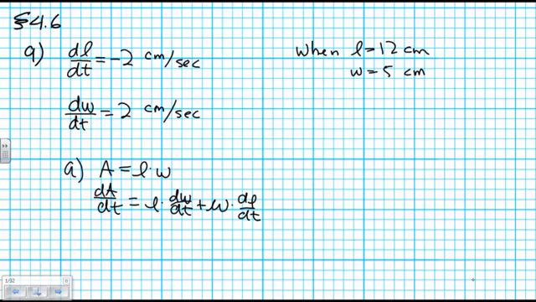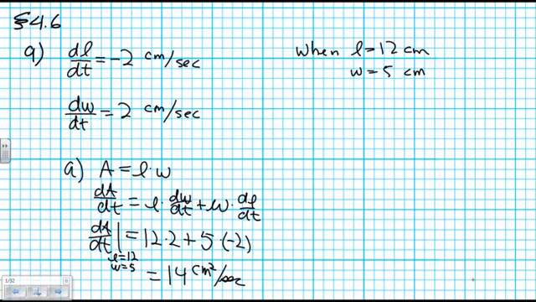What is dA/dt? Well, the value of dA/dt when L is 12 and W is 5 is going to be 12 times 2 plus 5 times -2. So that's going to be 24 minus 10, which I think is 14. And the units are going to be centimeters squared per second.